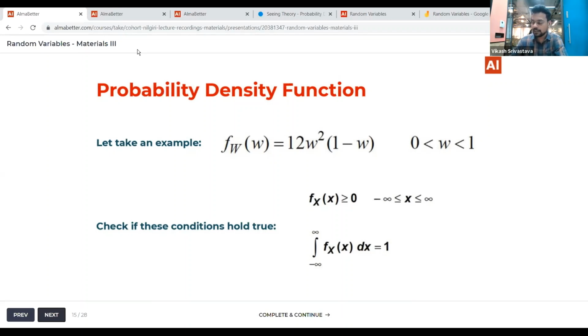Then we need to also check the integral from minus infinity to infinity. I'm just switching to the Jamboard. Let me copy this stuff. So the integral of f of capital W is equal to 1.